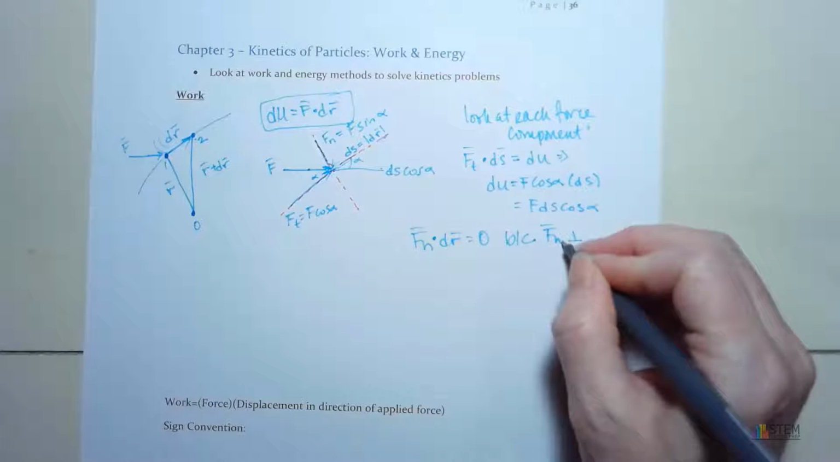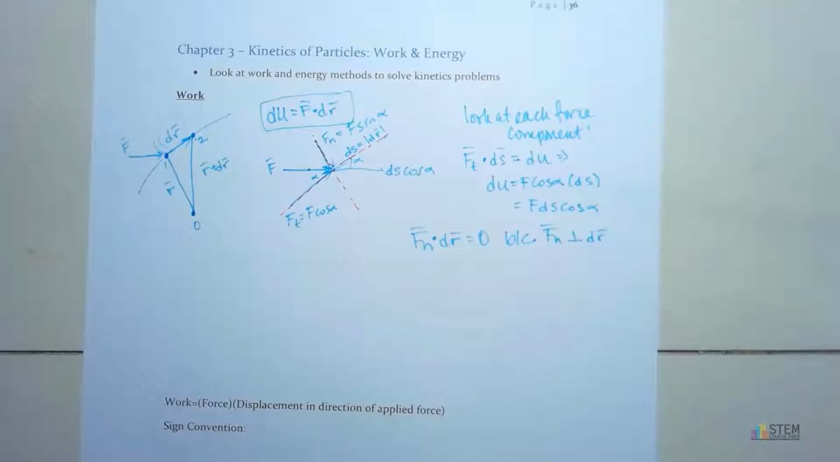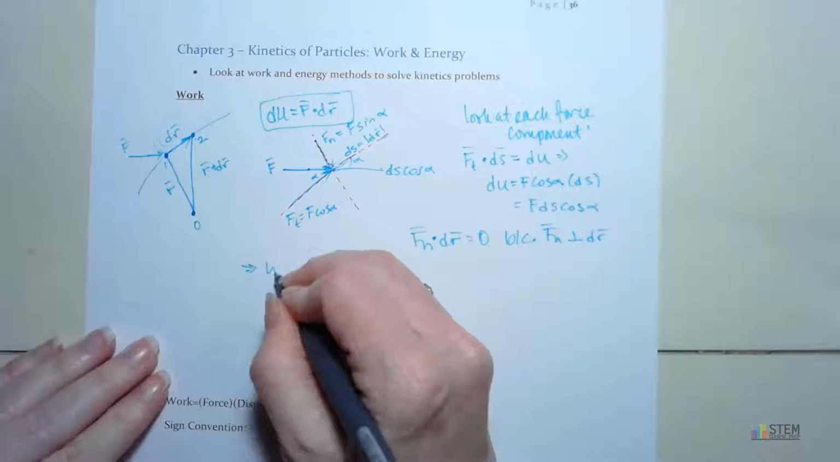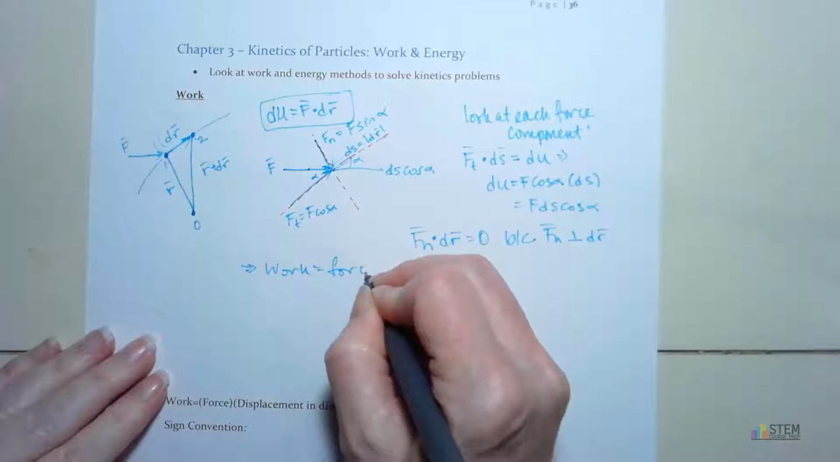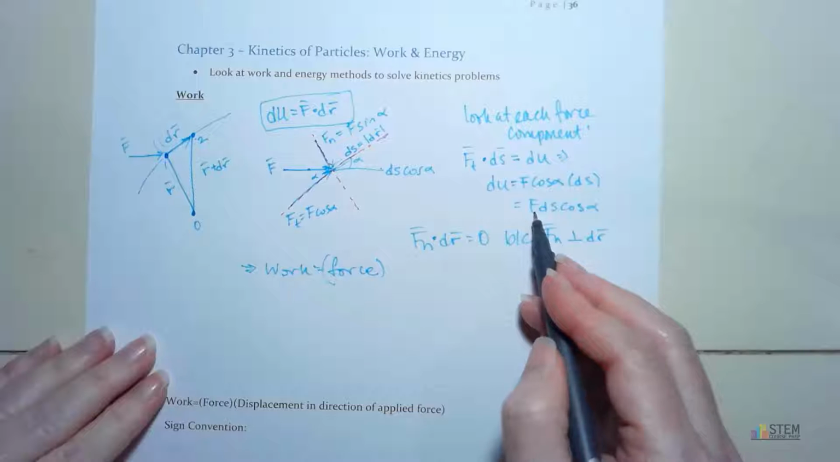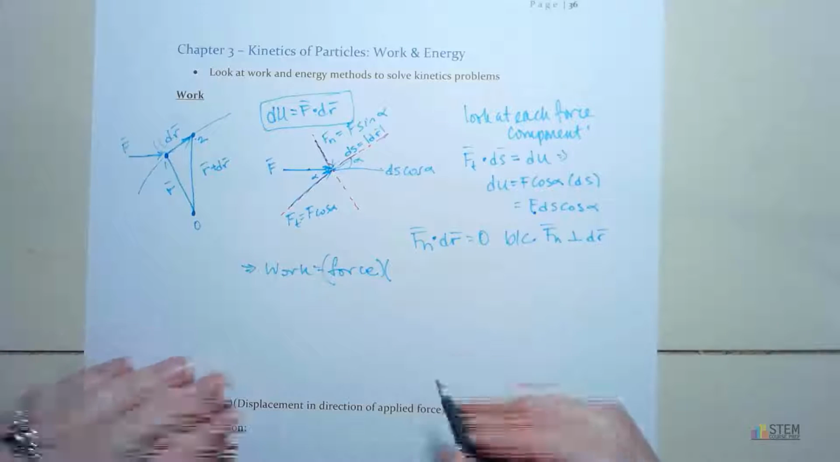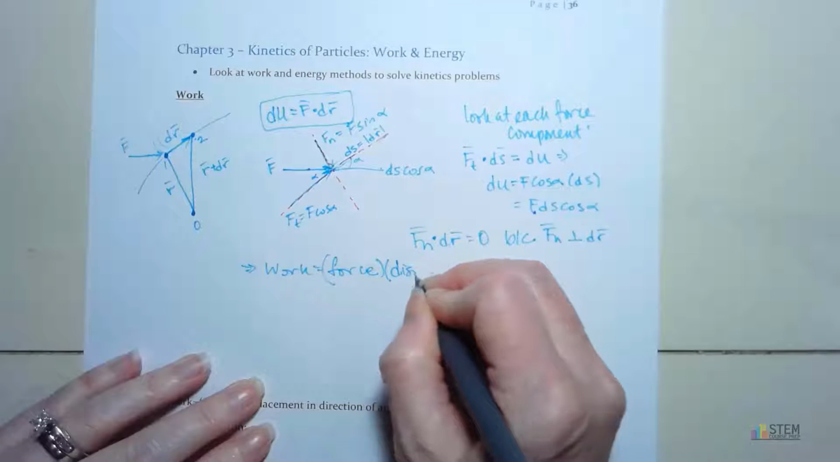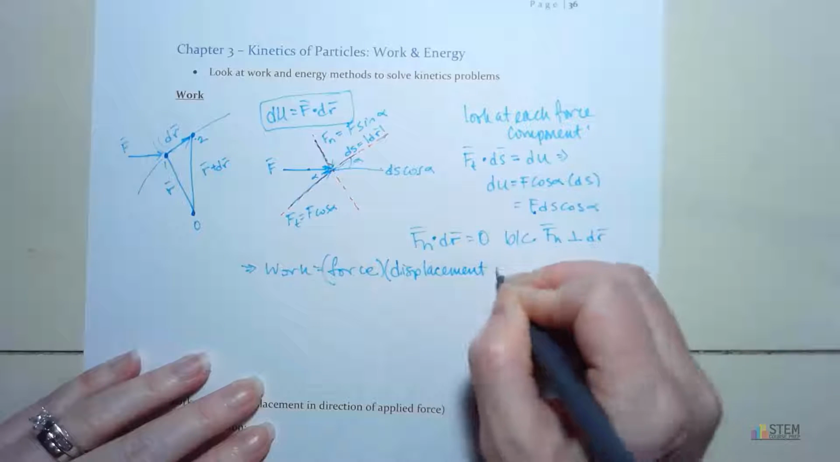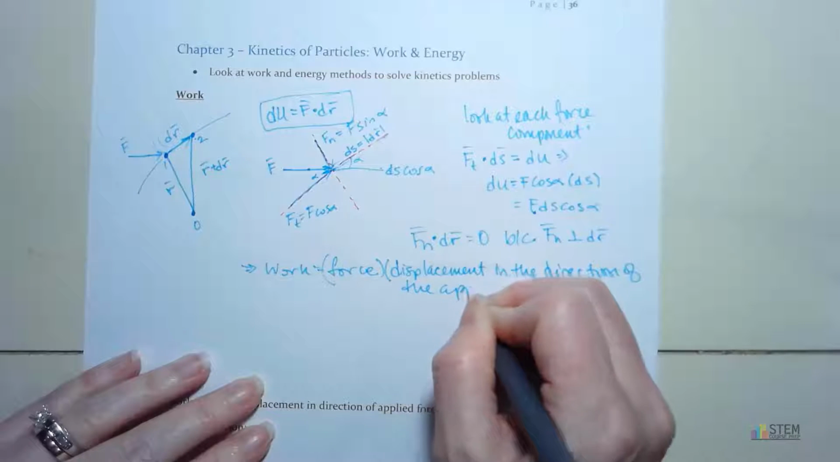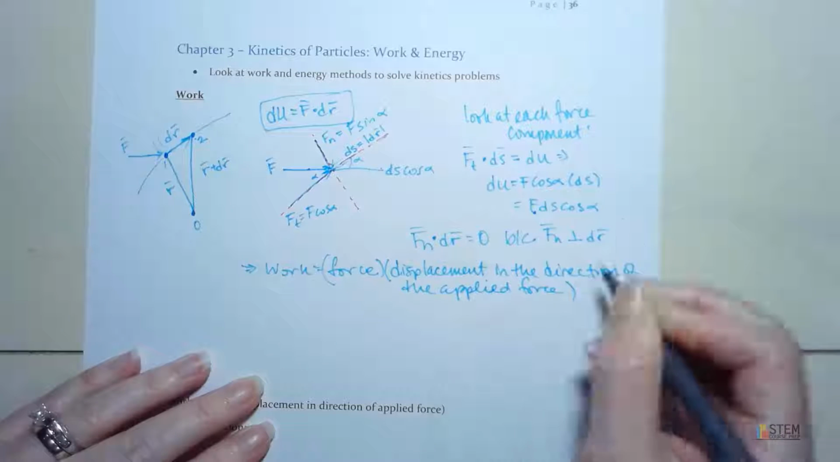All right. So that's because our normal component is perpendicular to dr. So with that in mind, that means that our work, which remember U is work, our work is going to be the force, that's what you see right here, times the displacement in the direction of the applied force. And we can see that looking right here.